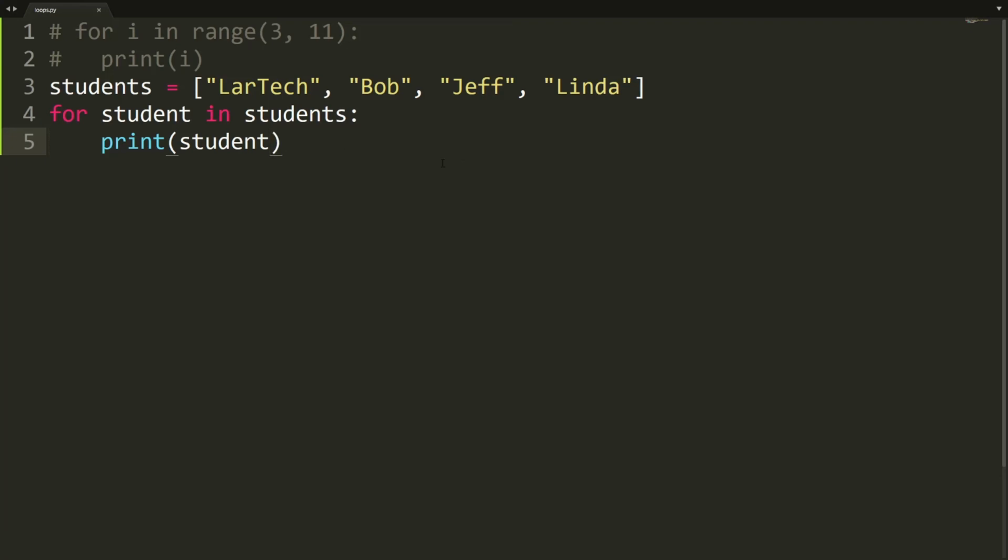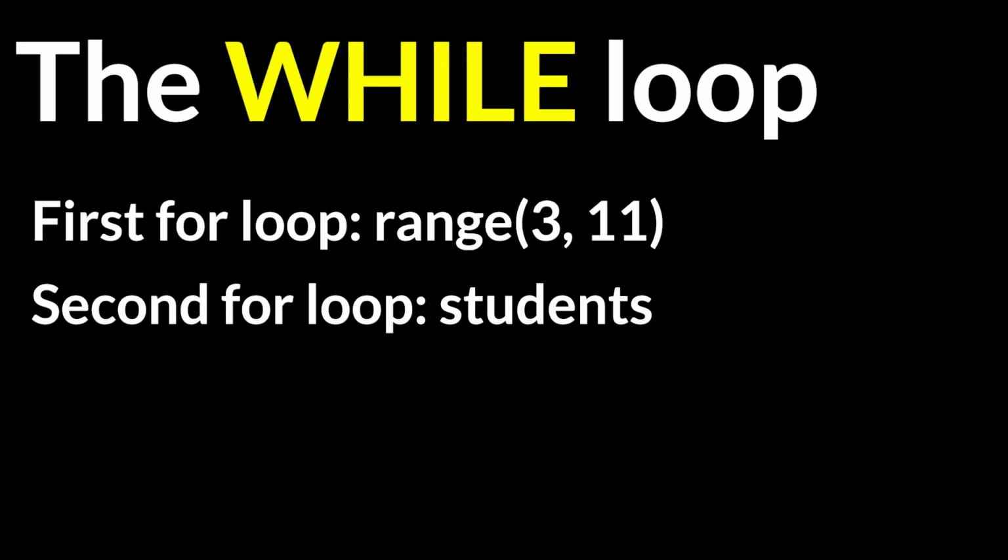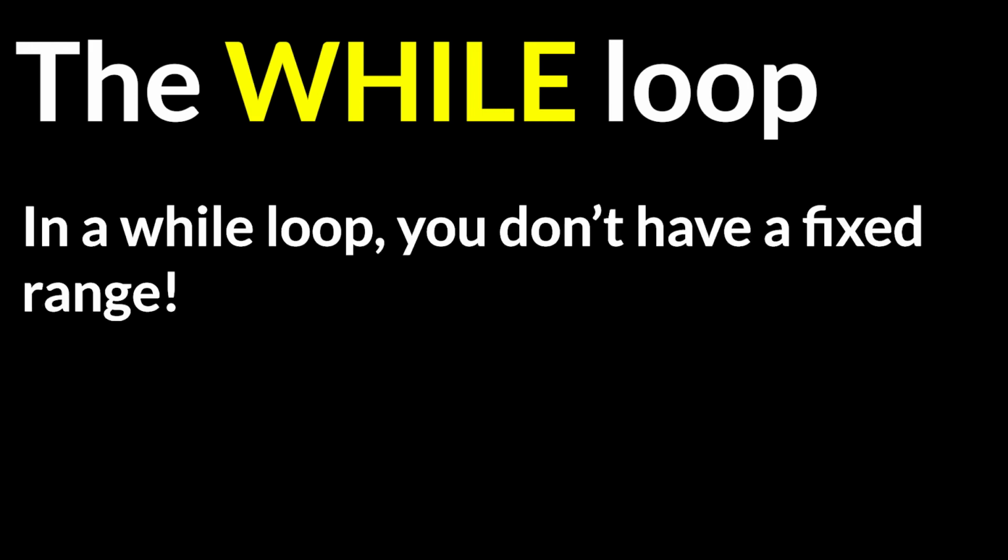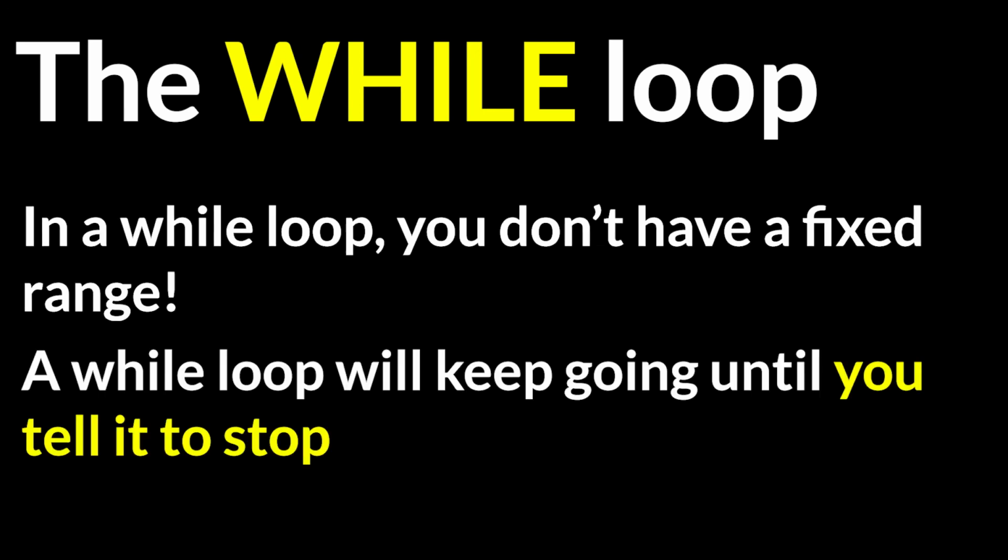And now let's talk about while loops. So a while loop in Python is essentially the opposite of a for loop. As I said before, in a for loop, we are given the range of values that we want to do something with. In the two for loops that we made, the first range was the range of numbers between 3 and 11, and the second range was the list of students. In a while loop, however, you don't have a fixed range. A while loop will keep doing something until you tell it to stop.